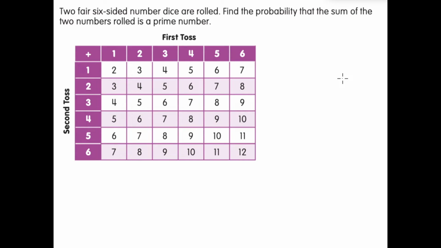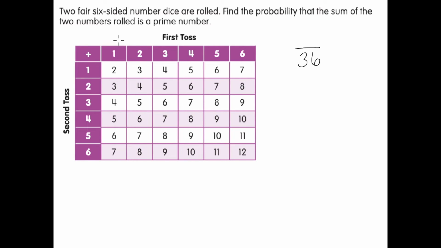In our last example here, we are rolling 2 fair 6-sided number dice, and we want to find the probability that the sum of the 2 numbers rolled is a prime number. So if we roll 2 number dice, we know that there are 6 possible outcomes on each. So if you have 6 outcomes on one die and then 6 on the other, that gives us a total of 36. When we multiply those possible outcomes, we're going to have something out of 36. And you could count all the spots here if you want as well. You're still going to end up with 36.